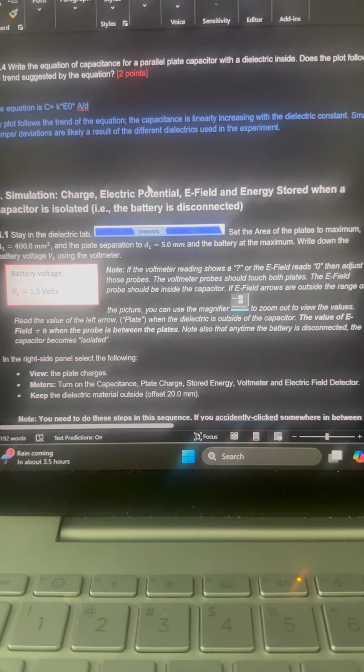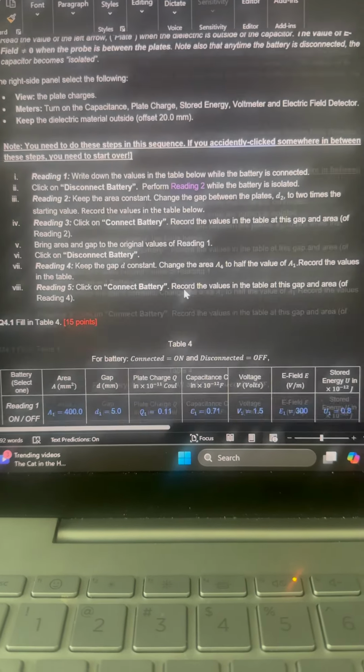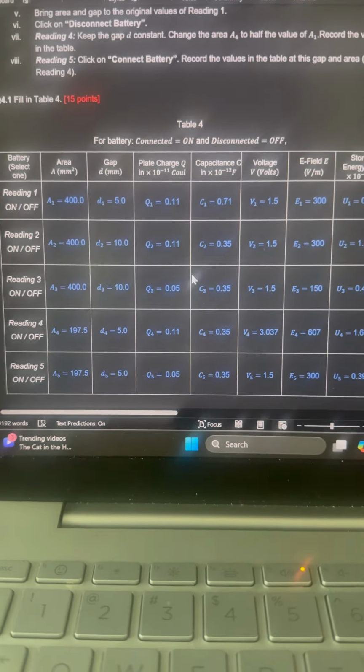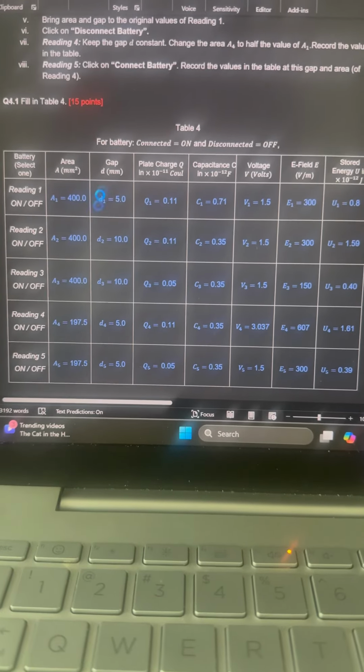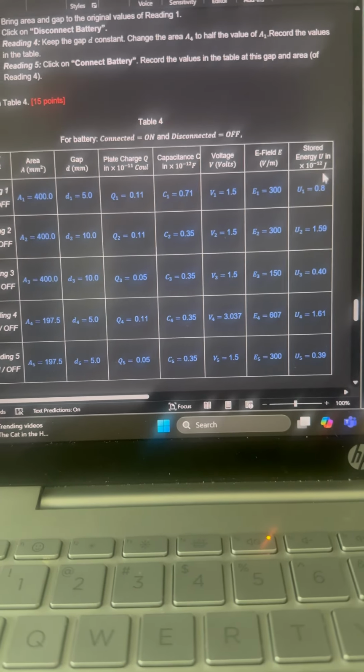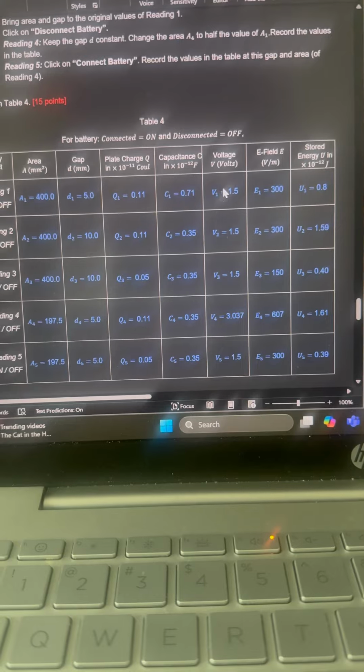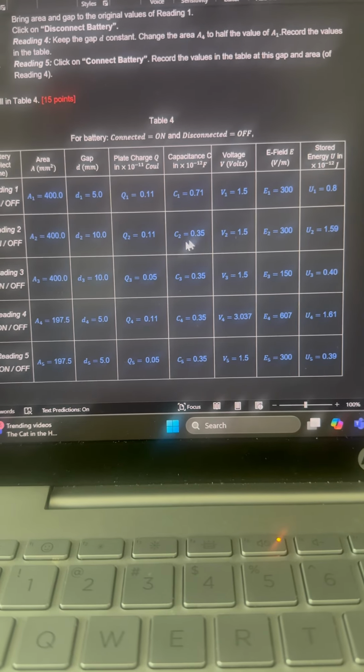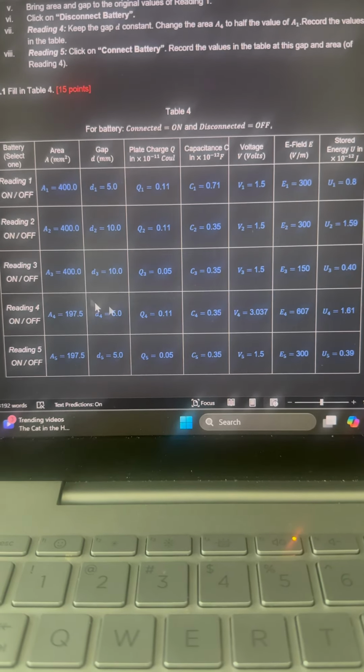The last thing that we did was simulation 4 and 5, where we had a big table here analyzing what happens when you connect and disconnect a battery probe. We can see the changes in total stored energy, changes in voltage, changes in capacitance, and changes in plate charge as the gap in the area are changed.